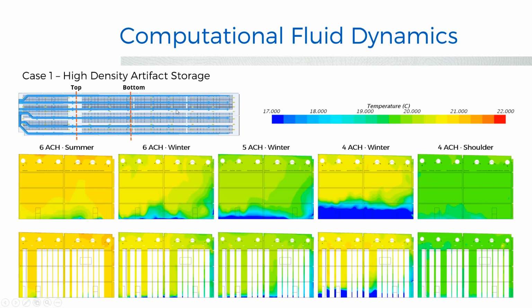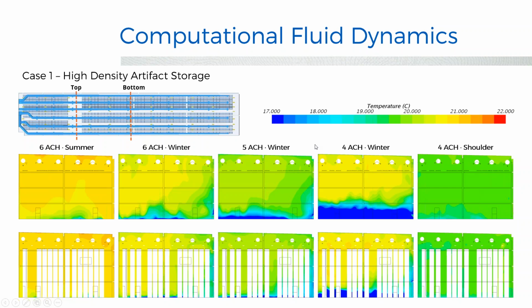So for our first case study, these are some snapshots of our high density artifact storage space. These are temperature results. The model I was using before was a very simplified version, but this is what the actual space looked like, in a plan view. You can see it's basically a large warehouse with lots and lots of shelves. Overhead, you can see the supply ducts with vents coming off. And then these orange lines represent the slices where we're taking results. This one is the top image, and then this one is the bottom here.